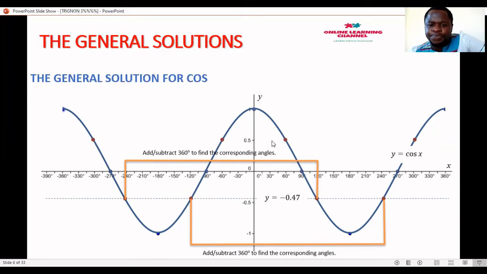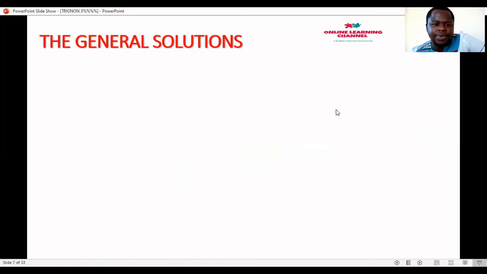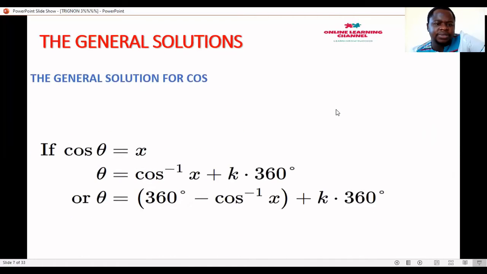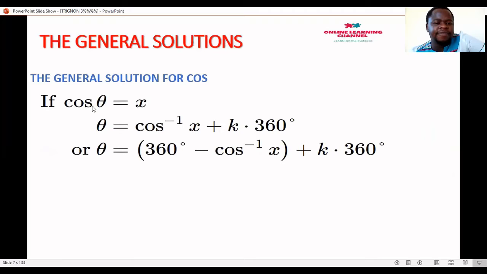Now for the general solution for cos, if cos theta is equal to x, then theta will be equal to arc cos of x plus k multiplied by 360, where k is an element of integer, or theta is equal to 360 minus arc cos, or your reference angle, plus k multiplied by 360.